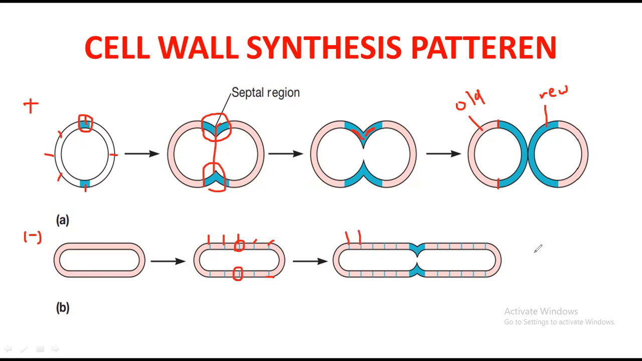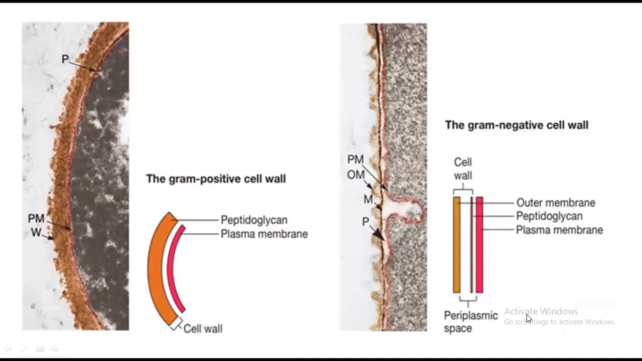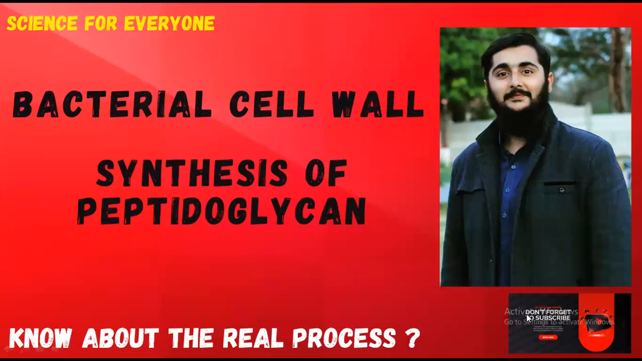After that, when it gets divided, half of the peptidoglycan layer will be new and half will be old. So this was a little bit informative slide that I wanted to share with you. I hope you have understood the mechanism of how the peptidoglycan layer is synthesized. If you have any question related to the bacterial cell wall and synthesis of the peptidoglycan layer, you can ask me in the comment box. I will answer you there.